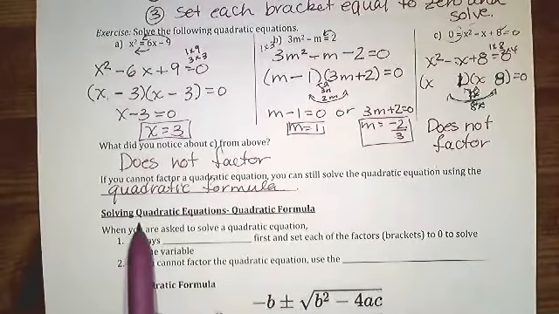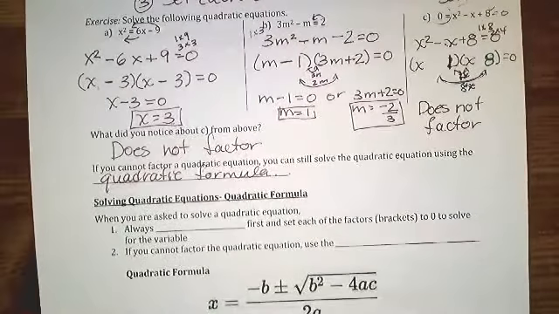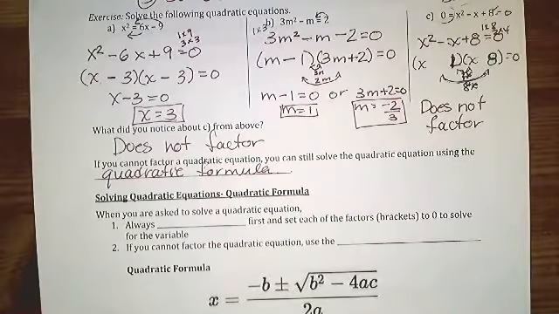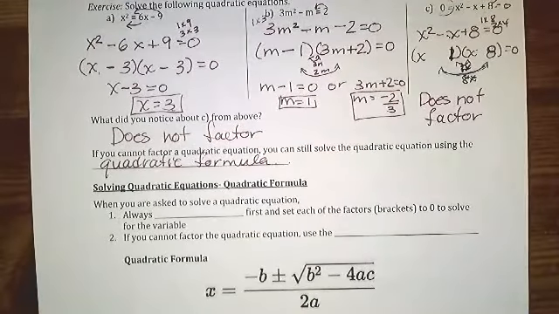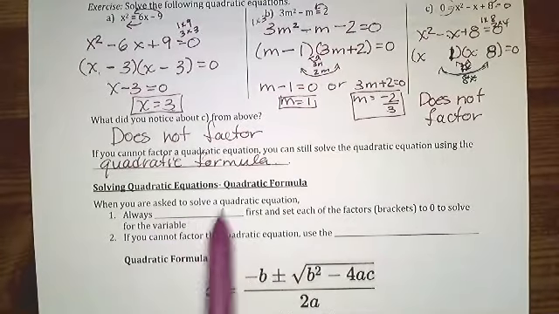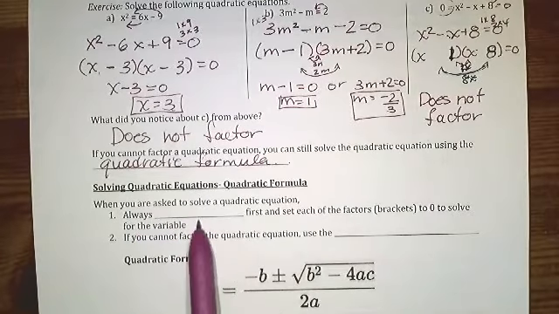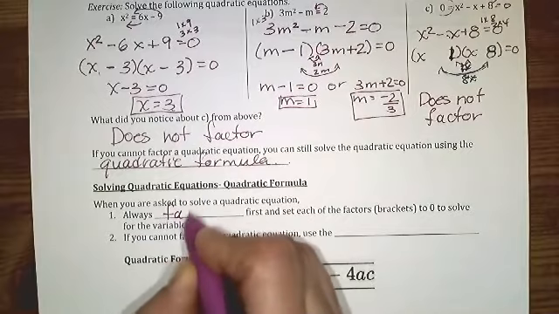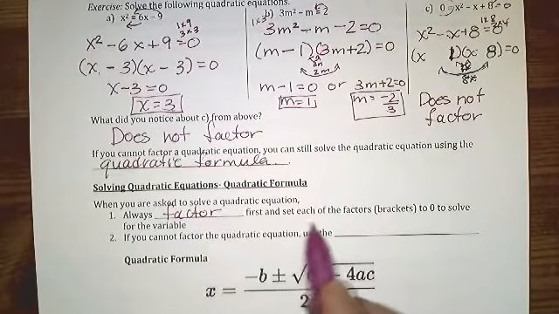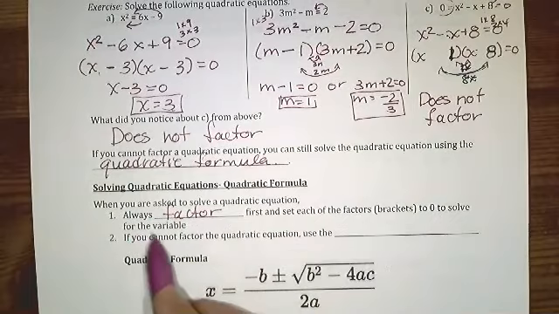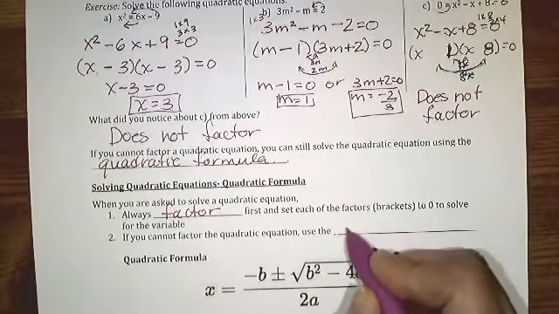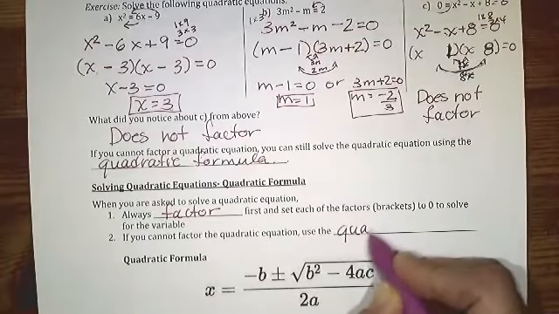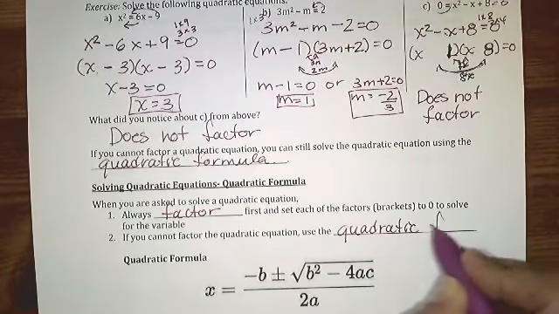So how do we do this? Solving quadratic equations with the formula. So it's always good to write the formula at the first of each question, just so that you're able to memorize the formula, because it's not a formula we normally give in an evaluation. So when you are asked to solve a quadratic equation, always factor first. So we always want to try to factor first, that is the preferred method, and set each of the factors to 0 to solve for the variable. If you cannot factor the quadratic equation, use the quadratic formula.